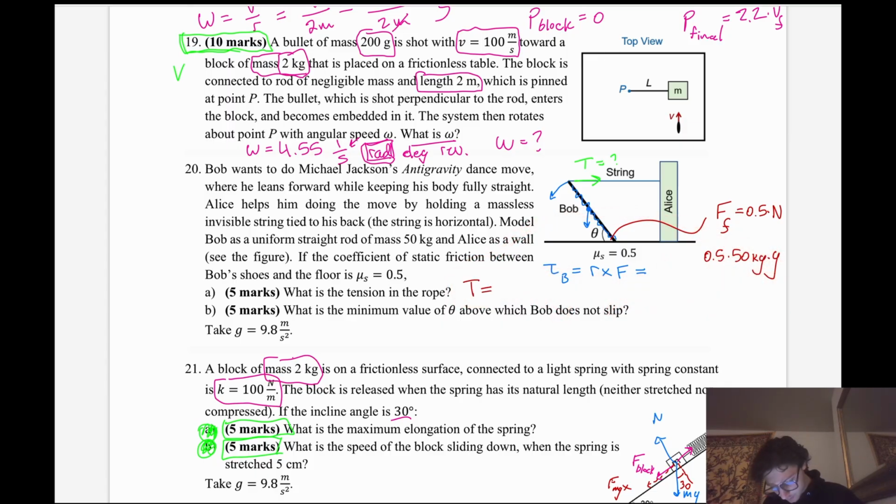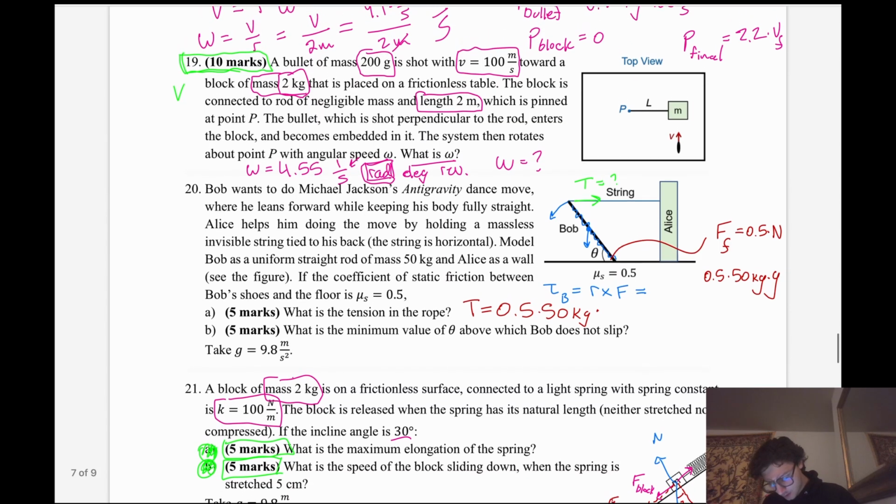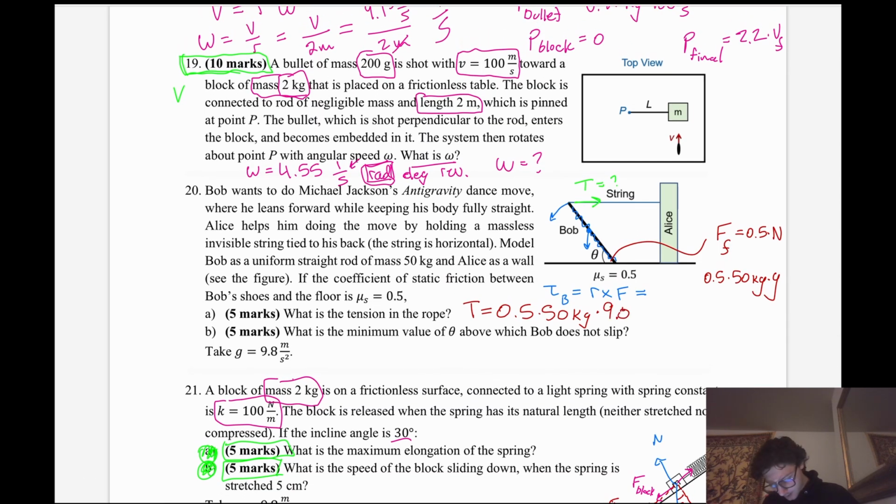So tension is equal to 0.5 times Bob is 50 kg. But they say Bob is a uniform straight rod. And when I think about rod, we haven't used any kind of rod model here. So that spooks me a little bit, but I don't know. We're going to put this. And then mg, 9.8 meters per second squared. And this gives us kilogram meters per second squared. I think this is mass times acceleration. This gives us newtons. So yeah, that looks good.